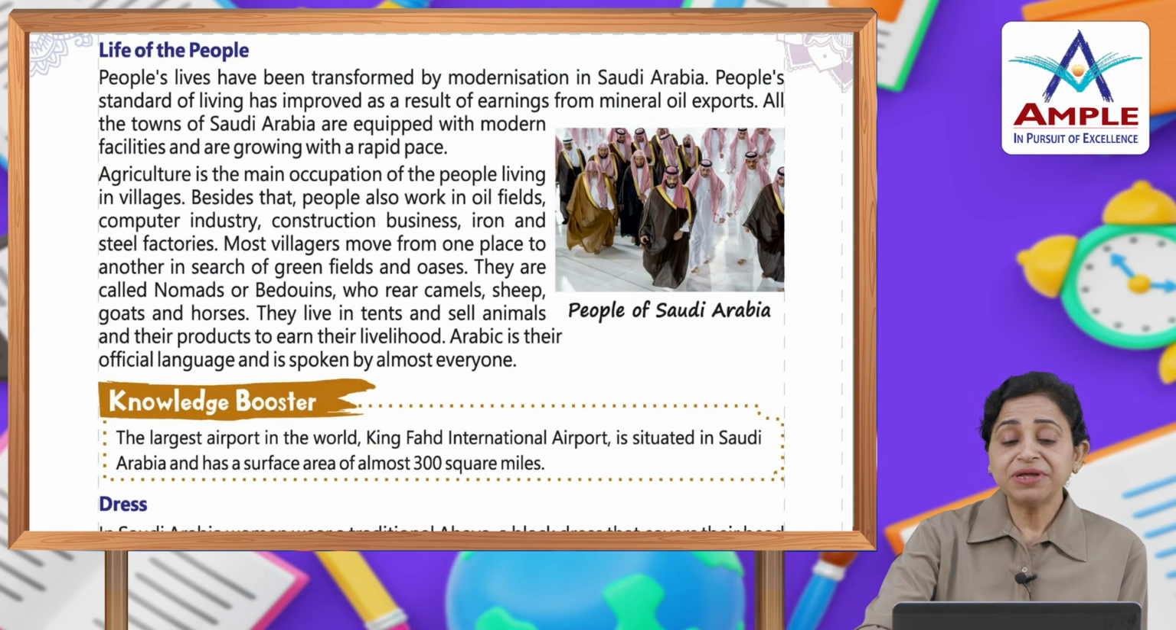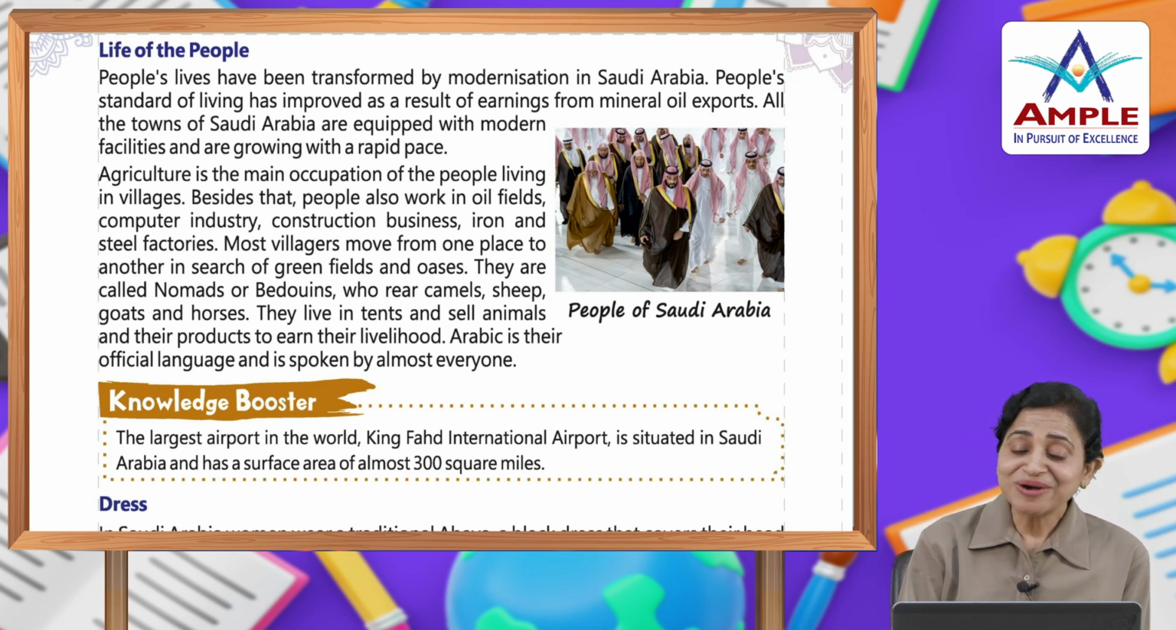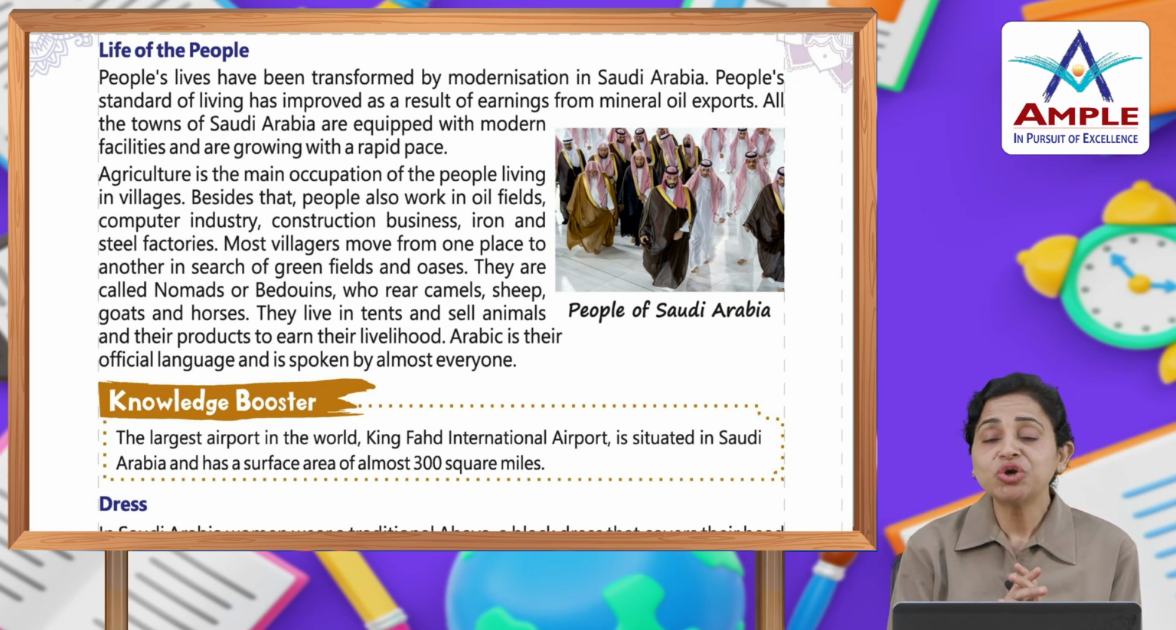Life of people: lives have been transformed by modernization in Saudi Arabia. People's standard of living has improved as a result of earnings from mineral oil exports. All the towns of Saudi Arabia are equipped with modern facilities and are growing at a rapid pace.